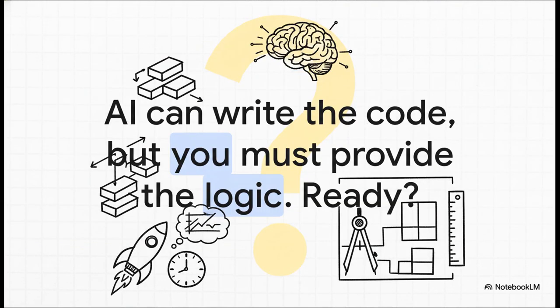So we end on this final thought. AI is an incredibly powerful tool. It can write flawless, beautiful code in the blink of an eye, but it can't come up with the idea for the game. It can't define the rules or figure out the steps for the countdown. That part, that's your job. You are the architect. You're the one who provides the logic. The only question left is, what are you going to build?